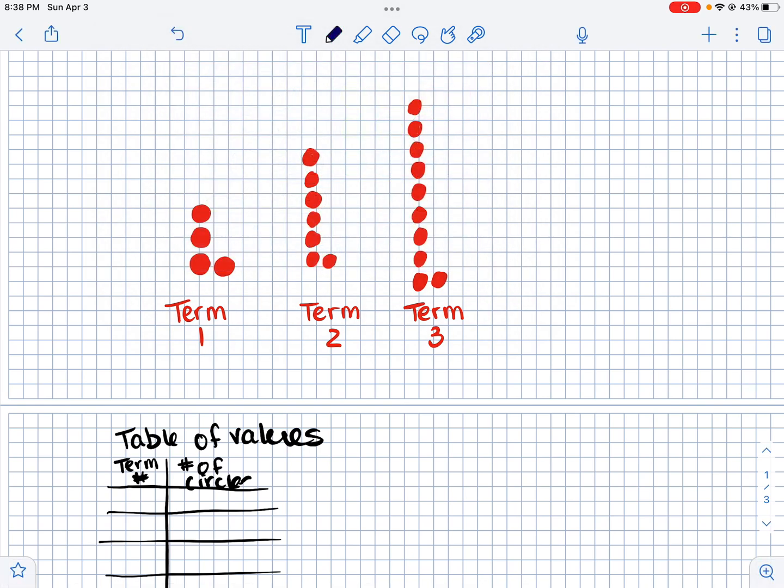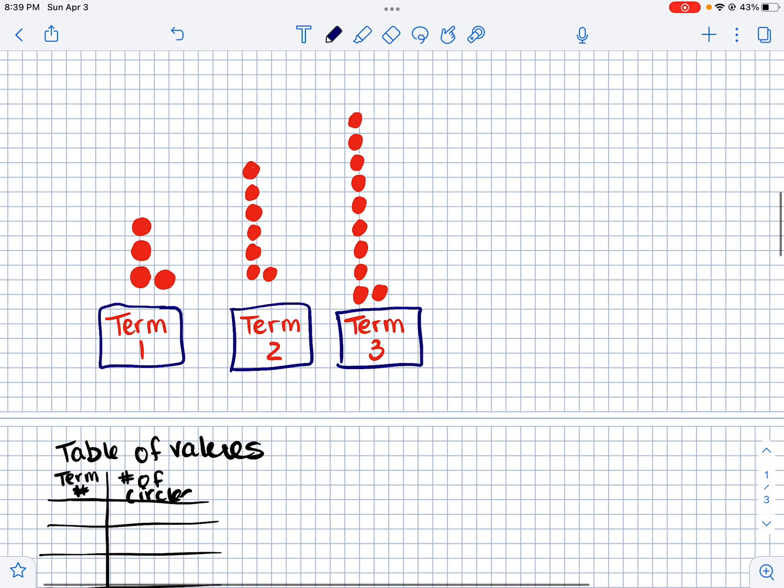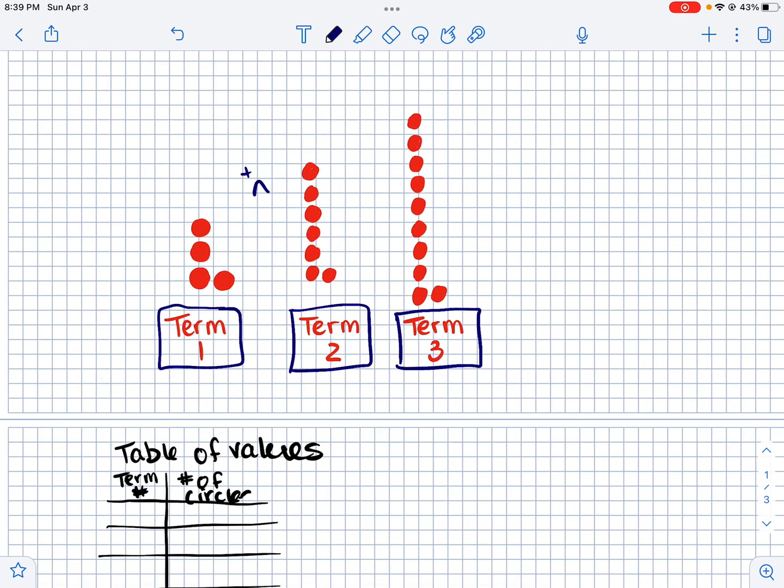Okay, so now I've got term 1, term 2, and term 3 for a different pattern. Here I've got four circles in my first term. Then I've got 1, 2, 3, 4, 5, 6, 7 circles. So it looks like it increased by 3 circles. Let's see if it did again. 1, 2, 3, 4, 5, 6, 7, 8, 9, 10. So then it went from 7 to 10 circles. So it increased by 3 again.